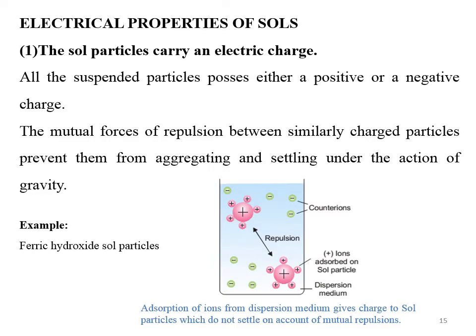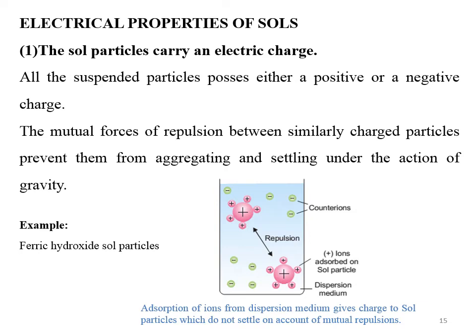The next type of properties are the electrical properties of sols. The sol particles carry an electric charge. This was also discussed in the last lecture. The most important property of colloidal dispersion is that all the suspended particles possess either a positive or a negative charge. The mutual forces of repulsion between similarly charged particles prevent them from aggregating and settling under the action of gravity. This gives stability to the sol.